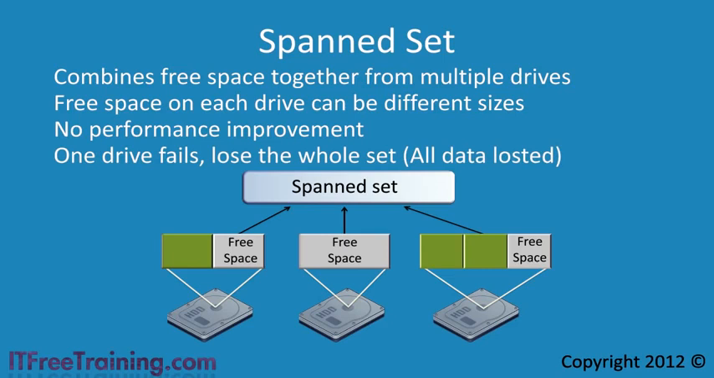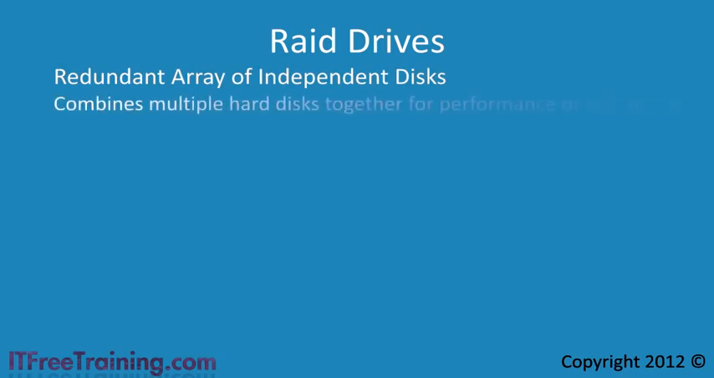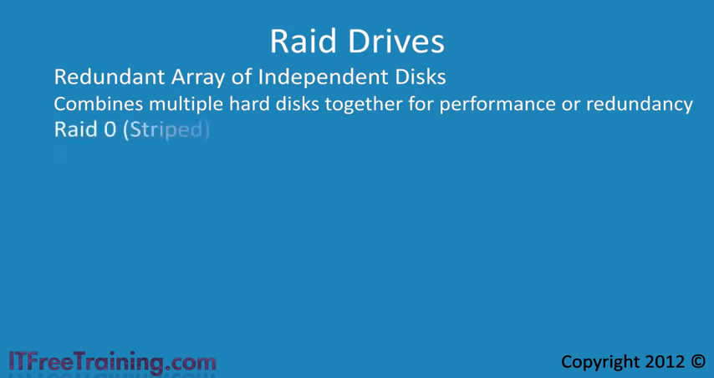The next type of disk set that Windows 7 supports is RAID. RAID, or redundant array of independent disks, is when multiple hard disks are combined together for performance or redundancy reasons. There are a lot of different ways RAID can be configured. Windows 7 supports two of these. These are RAID 0 and RAID 1.